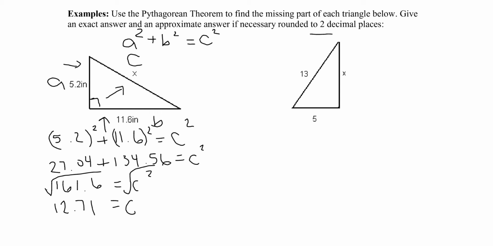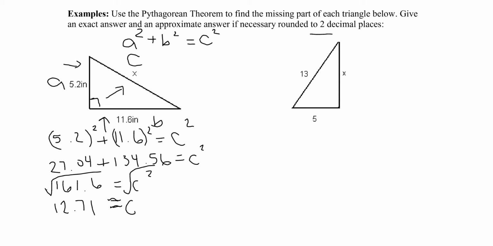Okay, now that's an approximate answer, only because, remember, 161 6/10 is not a perfect square, so it's going to be an irrational number or decimal that goes on infinitely. So we're just going to round our answer. So really, here we could put the approximately equal to. So the hypotenuse is approximately 12 71/100 inches here.